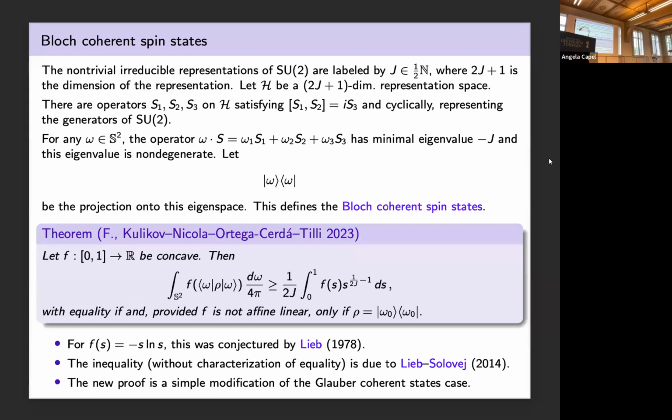I just put here a sample result again in this direction, again from last year. Lieb and Solovej did this, going from spin J to spin J plus 2, J plus 3, J plus 4, and so on. Again, they did a limiting argument. They lost the cases of equality. This new theorem here gives you the cases of equality. However, what's perhaps a little bit more important here is that this is the same proof as the one for Glauber coherent states. So there is one proof that works in both settings, which at least goes in the direction that there should be something general.